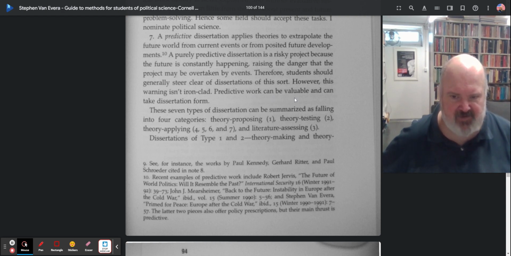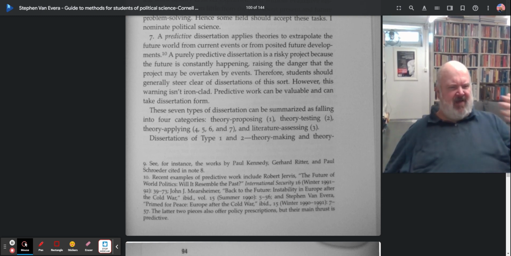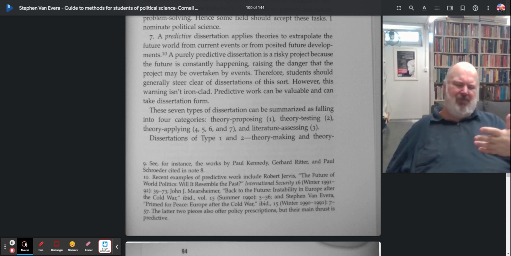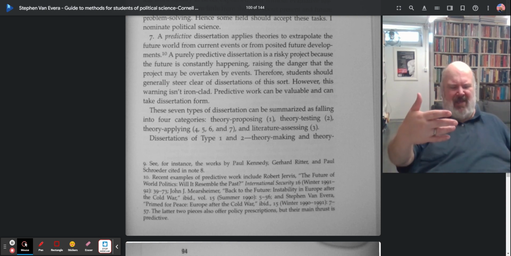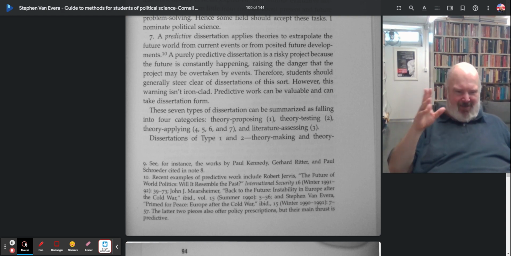Predictive work can be valuable and can take a dissertation form. So you shouldn't do it, it's risky. What happens is, if events push you totally wrong, in a different direction, it becomes a wonderful idea, but it can lose its value. It's like hitting the lottery. This is like a lottery ticket kind of thing. A predictive dissertation is a lottery ticket.